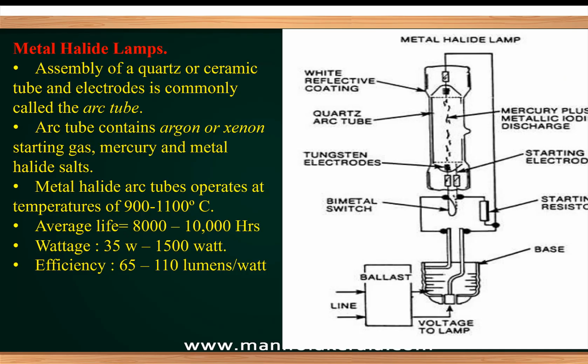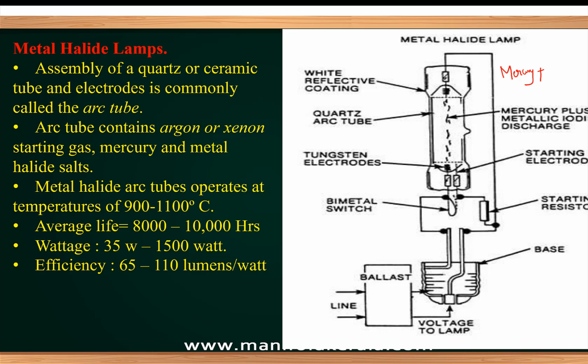So again the same structure, an assembly of a quartz or ceramic tube and electrodes. This is commonly called the arc tube, made up of quartz or ceramic. We call it an arc tube like in other lamps. It contains mercury. Definitely every arc tube contains mercury and some metallic iodides, metallic iodide discharge.